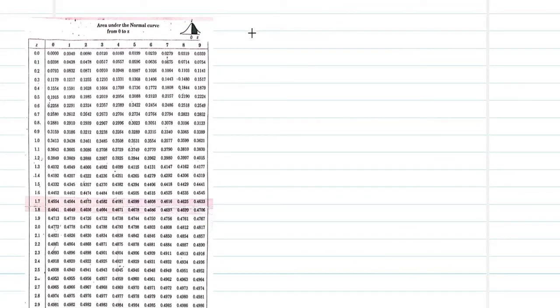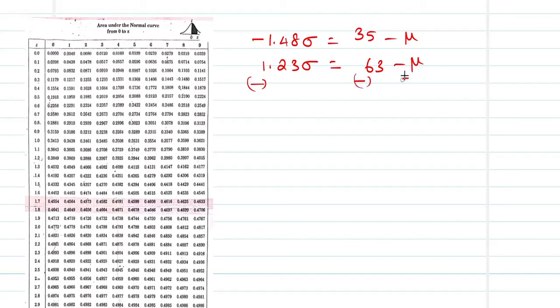So we have two unknown quantities which we will have to solve for and then find out the values of mu and sigma. 1.48 sigma equal to 35 minus mu, and the second is 1.23 sigma equal to 63 minus mu. How do we go about it? Then you will have to eliminate your mu. How to eliminate mu? Subtract one equation from the other. So this will become minus, this will become minus, this will become plus. So you can cancel off your mu over here, and so you will be left with, what will be the quantity? Subtract one from the other.